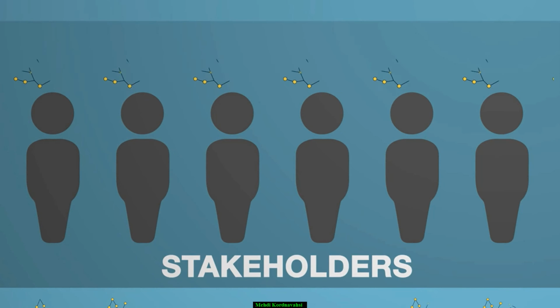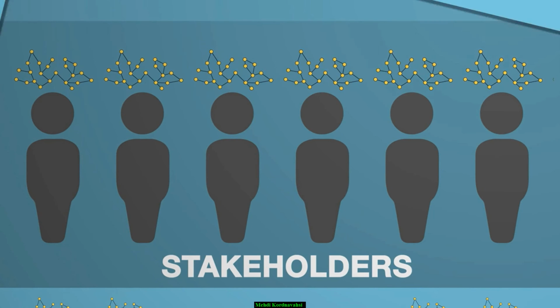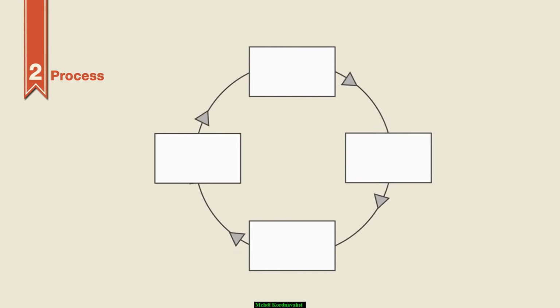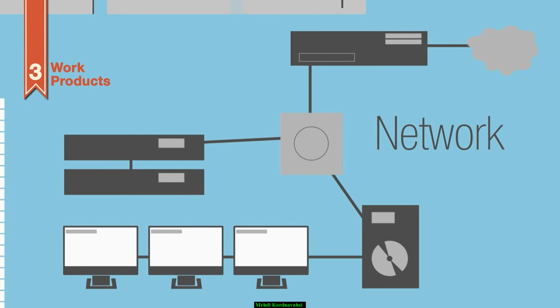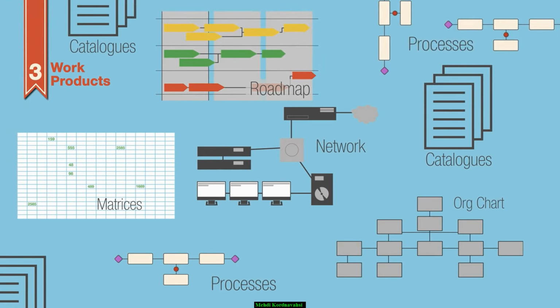An enterprise architect is a professional with know-how, skills, and aptitude in this discipline. Secondly, it's a process. There are processes for architecting an enterprise. They cover how architectures are created, how they evolve and change, and how they're managed. Finally, enterprise architecture is a set of work products, a set of models and representations that describe the structure of an enterprise.